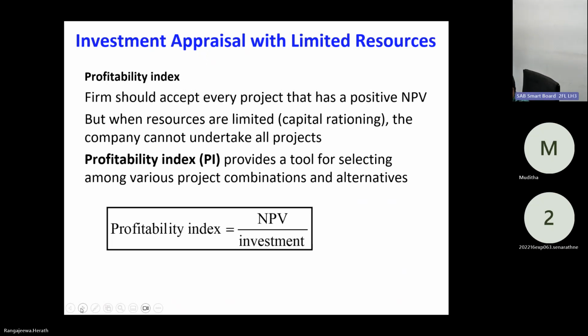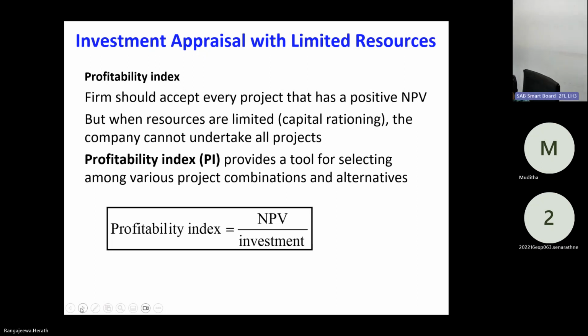But practically, a business may not be able to accept all positive NPV projects because of resource limitation. We may not have money to invest in all positive NPV projects. Right? That is called capital rationing. Capital rationing means that a business does not accept positive NPV projects because of resource limitation.